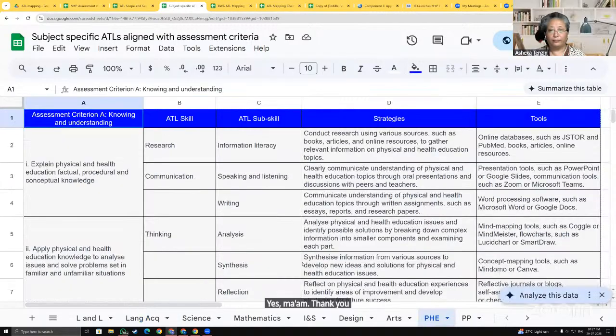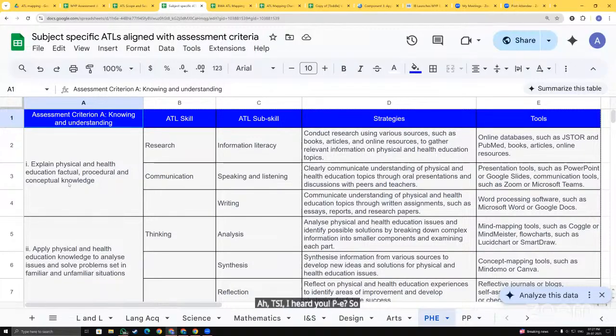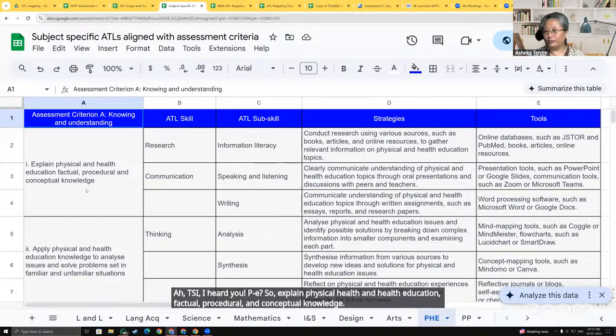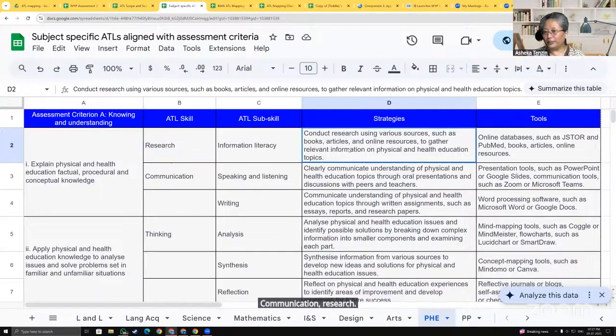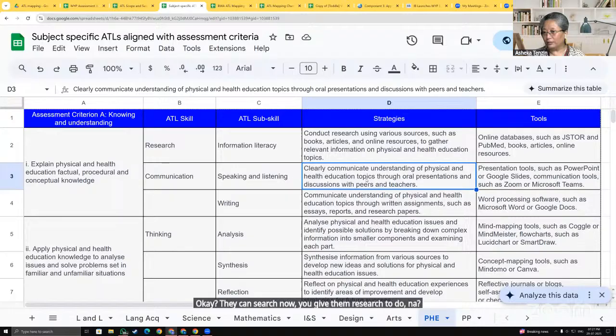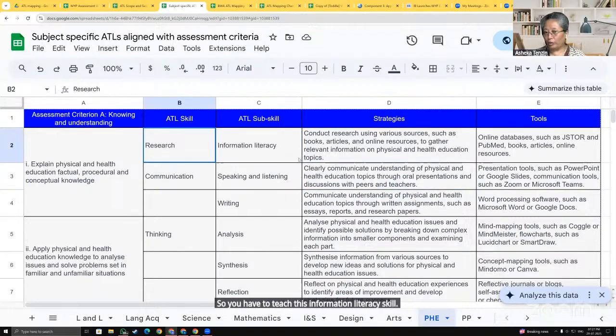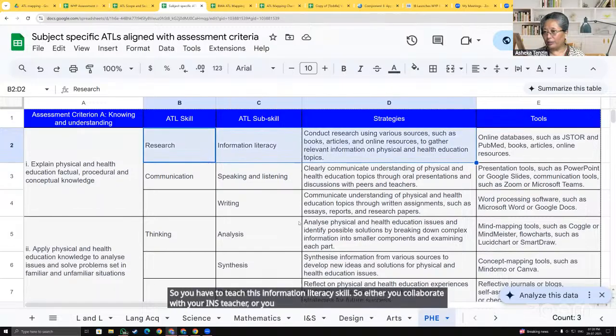PE. Ma'am, can you please? Yes, please. I heard you. PE. So, explain physical health and health education, factual, procedural, and conceptual knowledge. Communication, research, information literacy. They can search, na? You give them research to do, na? Yes, ma'am. So, this is an information literacy skill. So, either you collaborate with your INS teacher or you collaborate with your teacher librarian.